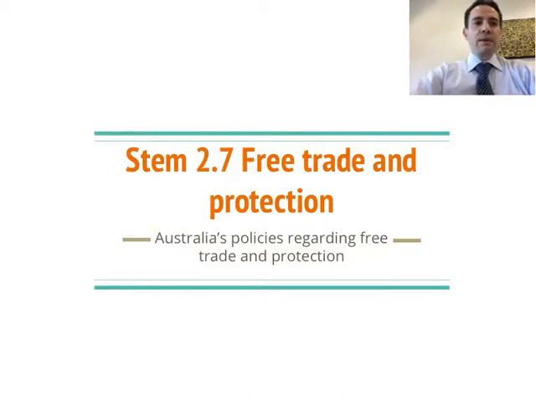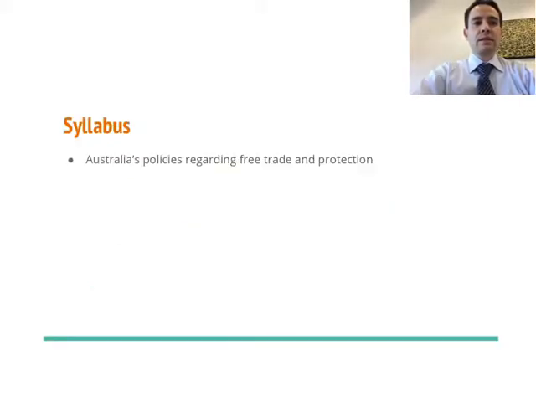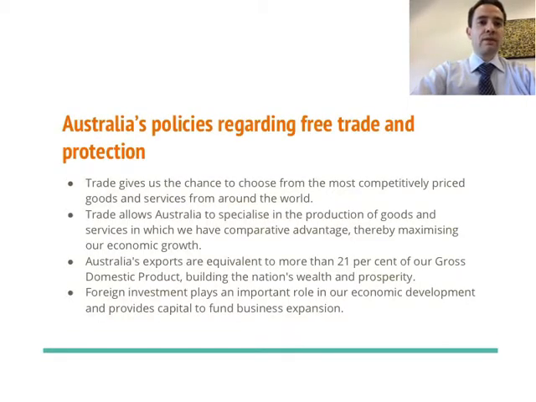Welcome to STEM 2.7 Free Trade and Protection. We're looking at Australia's policies regarding free trade and protection. The dot point is Australia's policies regarding free trade and protection.